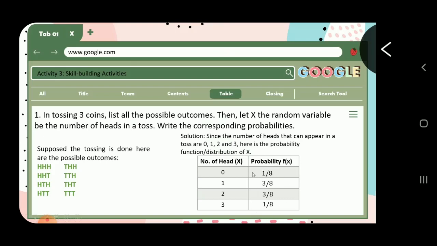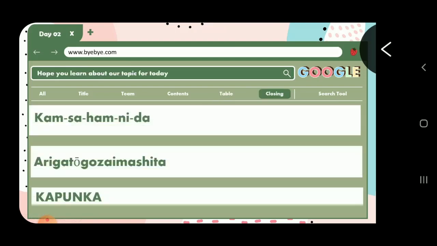And this is now our final answer. So, mao na ito siya atong probability. So, yeah, that's it. If you have questions, kindly ask your teacher through Messenger.